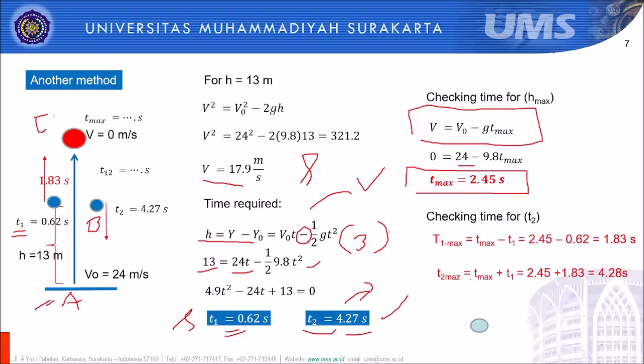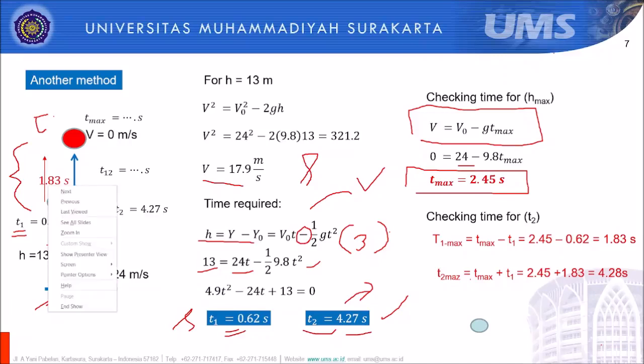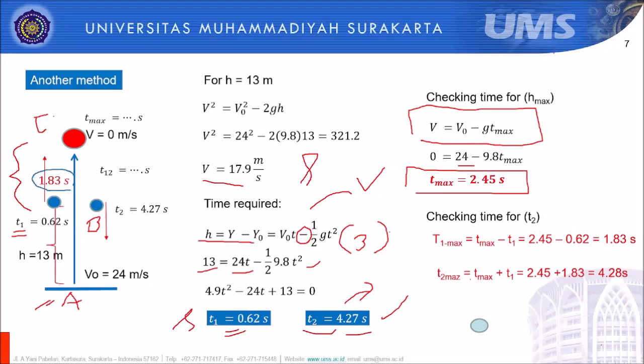So from B to C it should be 2.45 minus 0.62, right? So we have 1.83. So change the color first to make it clear. 1.83. This is the time from B to C here. It means if we go from maximum point to B, it should be the same, right? 1.83.